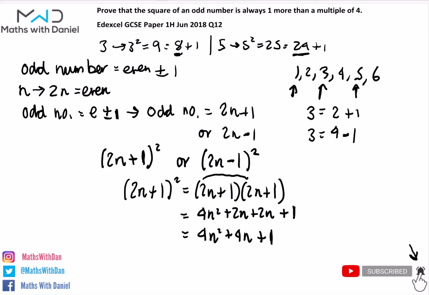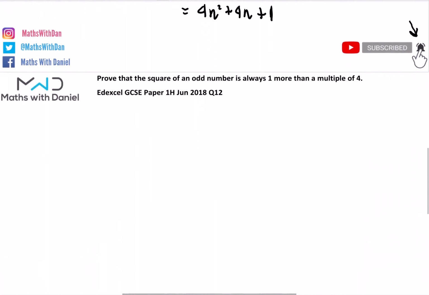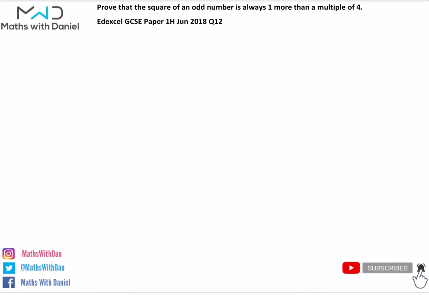And this is our odd number still. We started with our odd number, we squared it, and now we've got this result. Let me just get some space down here and write that again. We have our odd number, and we now know it's 4n squared plus 4n plus 1. According to the question, this is apparently always one more than a multiple of 4. We can see that there's 4s all over the place, which is a good sign. But how can you show to the examiner that this is clearly always one more than a multiple of 4?